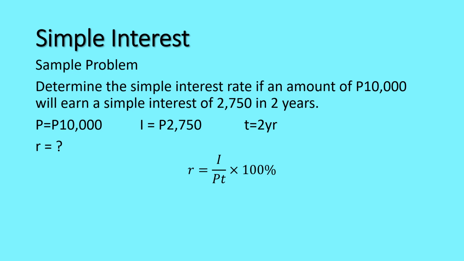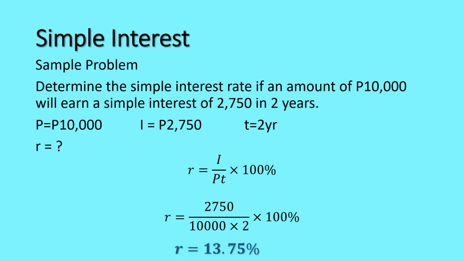So substituting the values, we will have 2,750 all over 10,000 times 2, and again multiply that by 100%, we will get an interest rate of 13.75%.